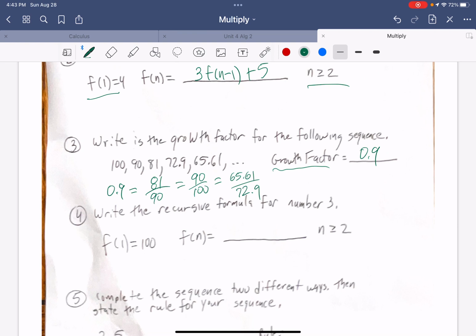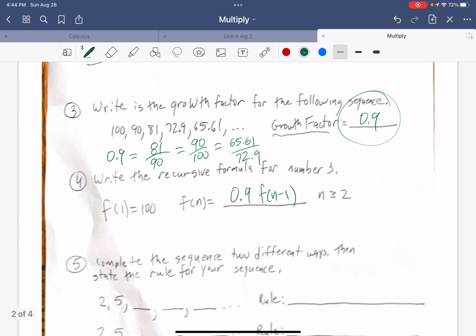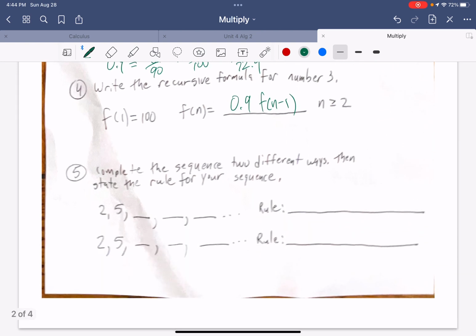All right, now we're going to write out the recursive formula for this. So we know that the growth factor is 9/10 by dividing backwards through the sequence, two numbers at a time. So we just put that in front. We're multiplying, right, by 9/10 to the previous term, n minus 1. All right, and that takes care of it right there. So we're going to go to the next one here. This does look a little bit blurry on my screen, so you'll have to squint to get it back into focus again. All right, complete the sequence 2 different ways, then state the rule for your sequence.